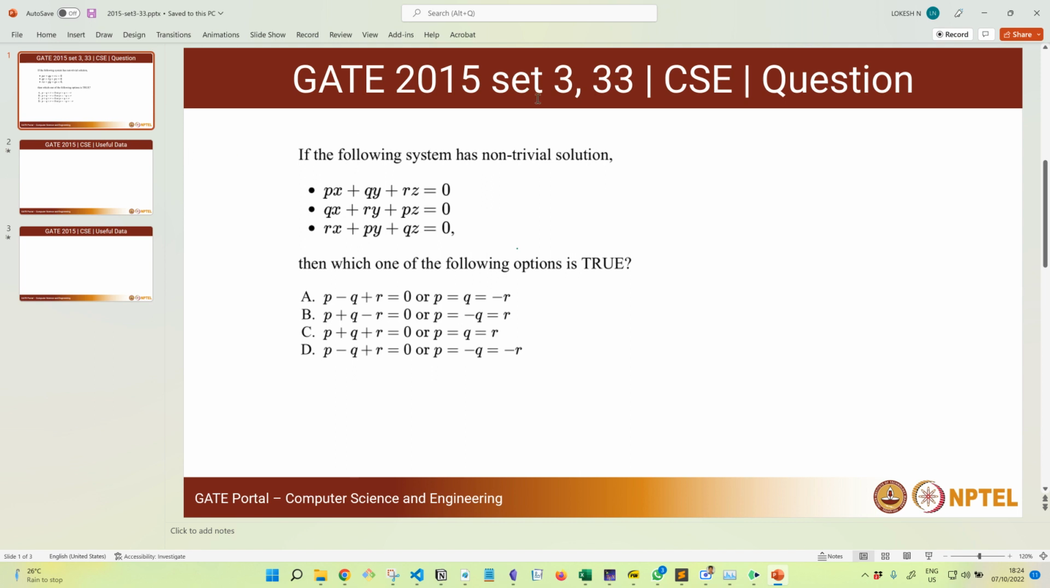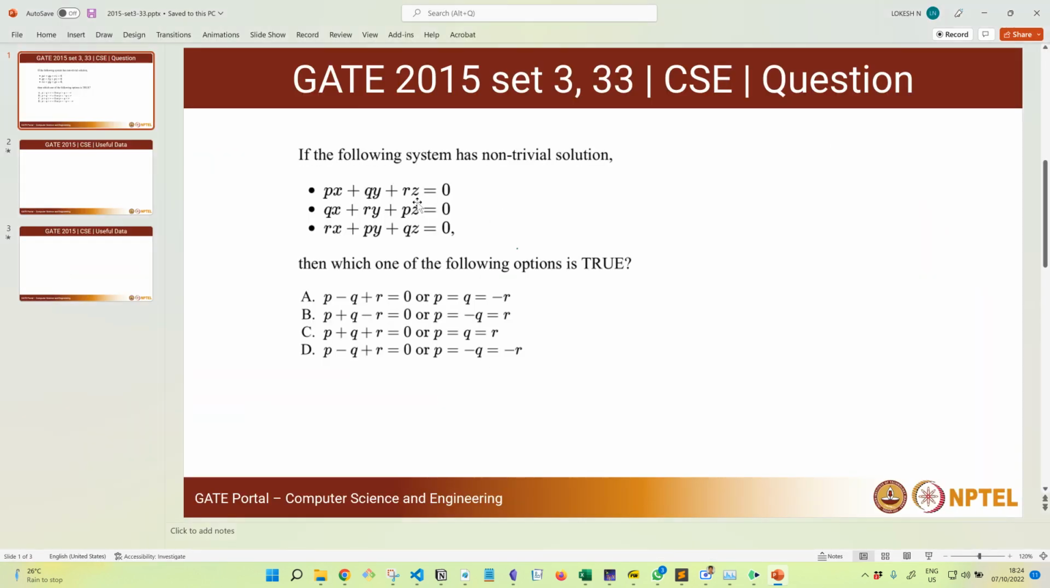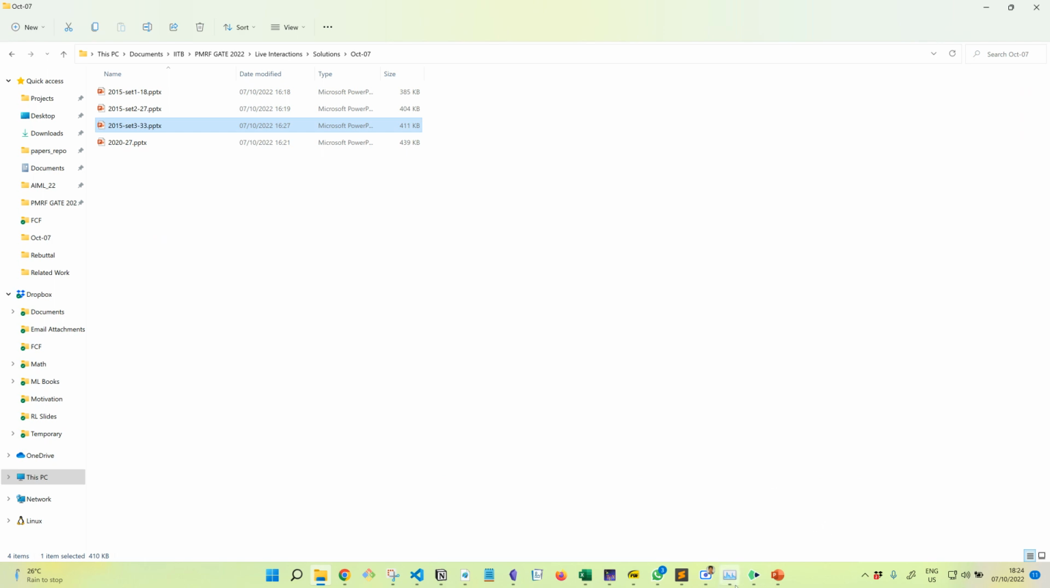This is the GATE 2015 set 3 question, question number 33. Here they have given us a system of linear equations, and they're asking us to find which of these conditions is necessary for the system to have a non-trivial solution. Right. Now let us solve this question. So we have px plus qy plus rz equals 0, and then q p r, q r p, r p q. So I'll copy the question here.